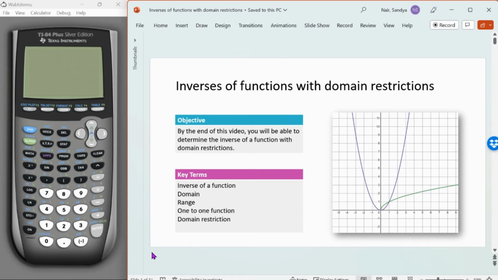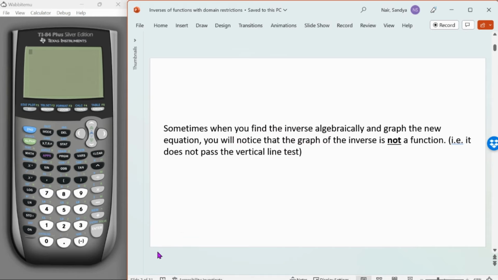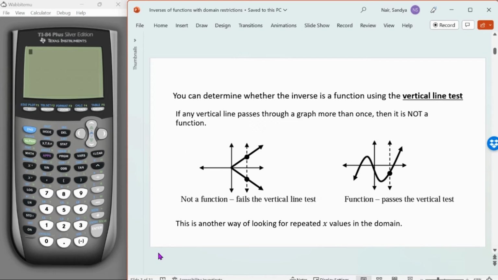So in this video, we're going to talk about how to determine the inverse of a function with domain restrictions. Sometimes when you find the inverse algebraically and graph the new equation, you'll notice that the graph is not a function. And you can tell that it's not a function because it doesn't pass the vertical line test. Remember that if any vertical line passes through a graph more than once, then it is not a function.